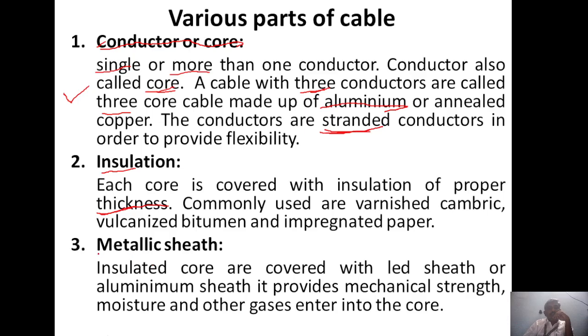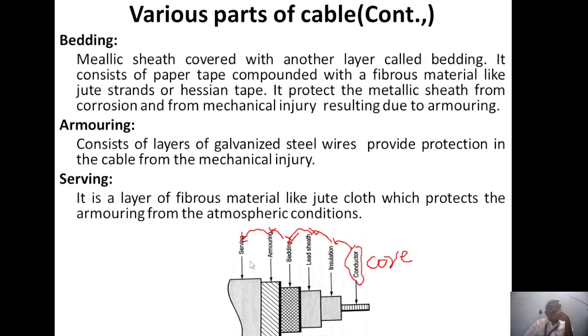The insulation is covered with a metallic sheath made of lead, which is called the lead sheath, or sometimes an aluminum sheath. The main purpose is that it provides mechanical strength to the cable. Also, moisture and other gases entering the cable core are avoided by this metallic sheath. This is the main purpose of the metallic sheath.